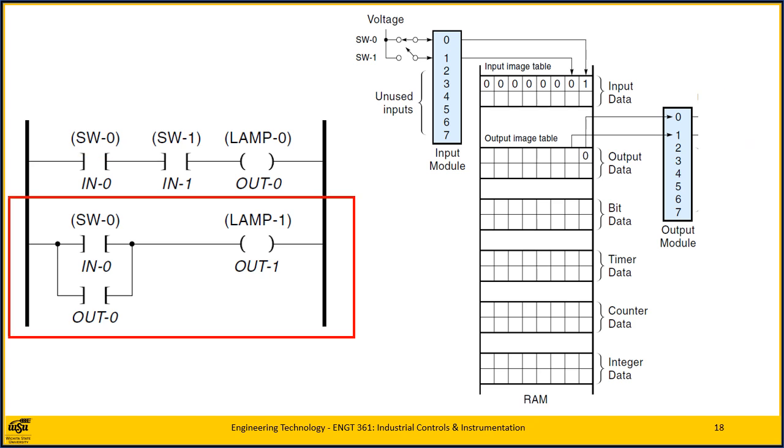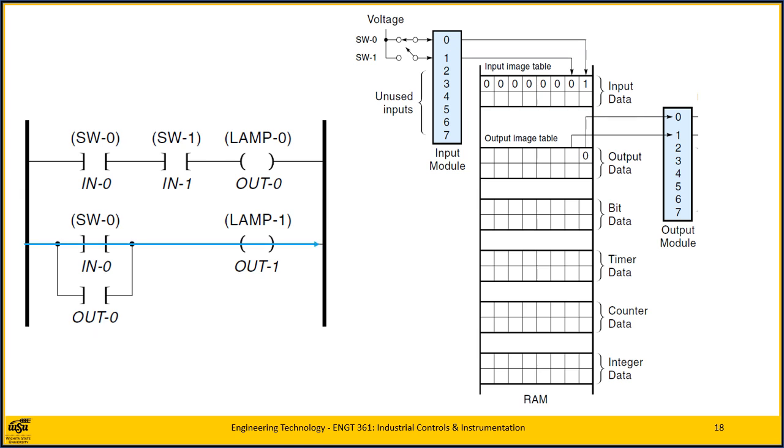Step 3. After completely dealing with the first rung, the PLC turns its attention to the second rung. The status of IN0 and OUT0 are read from the RAM. Using these data, the PLC performs the rung logic, which is an OR operation between IN0 and OUT0. Recall that OUT0 is the output of the top rung and is presently off.